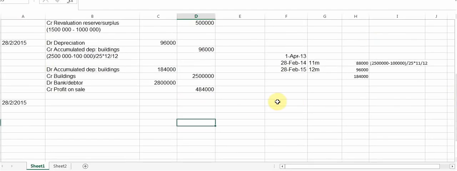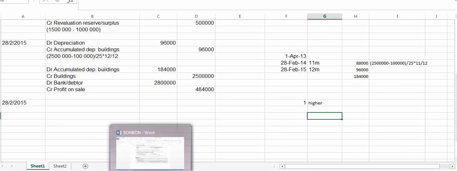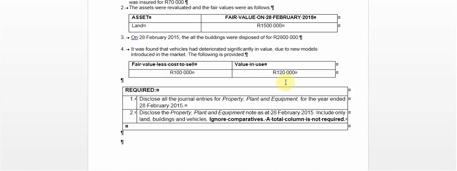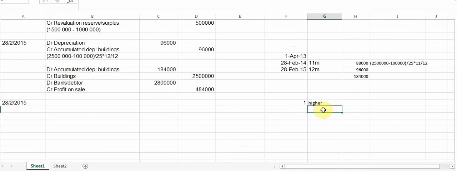So there's actually 3 steps that you need to do. And step 1 is you need to recognize the higher of the 2 values. So we have fair value, less cost to sell, and value in use. If you look at the question, it's 100,000 and 120,000. So the higher one I need to take is the value in use, which is 120,000. And it doesn't necessarily always have to be the value in use. They give you the fair value, less cost to sell, and the value in use. You always take the higher one.